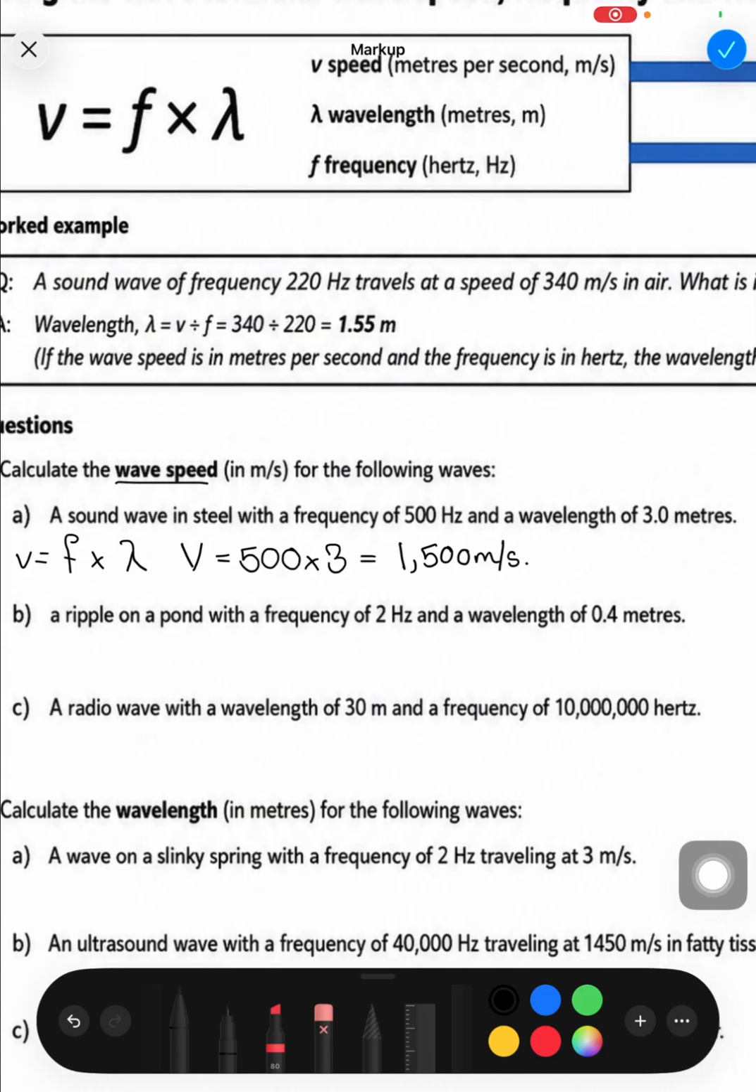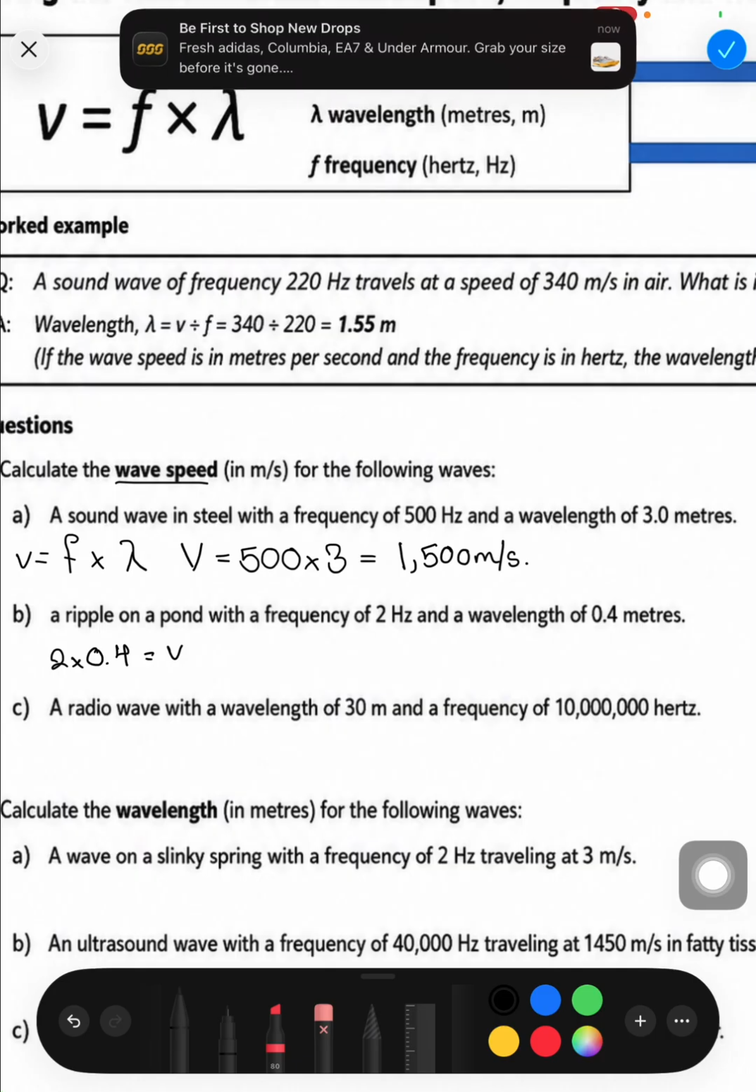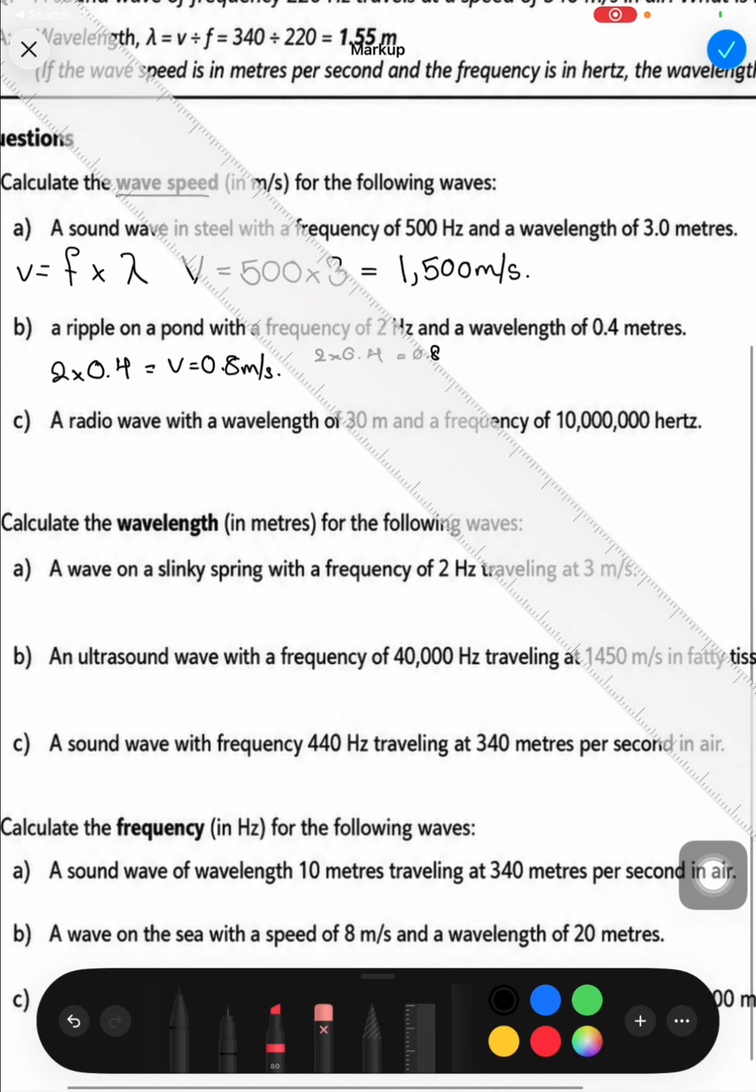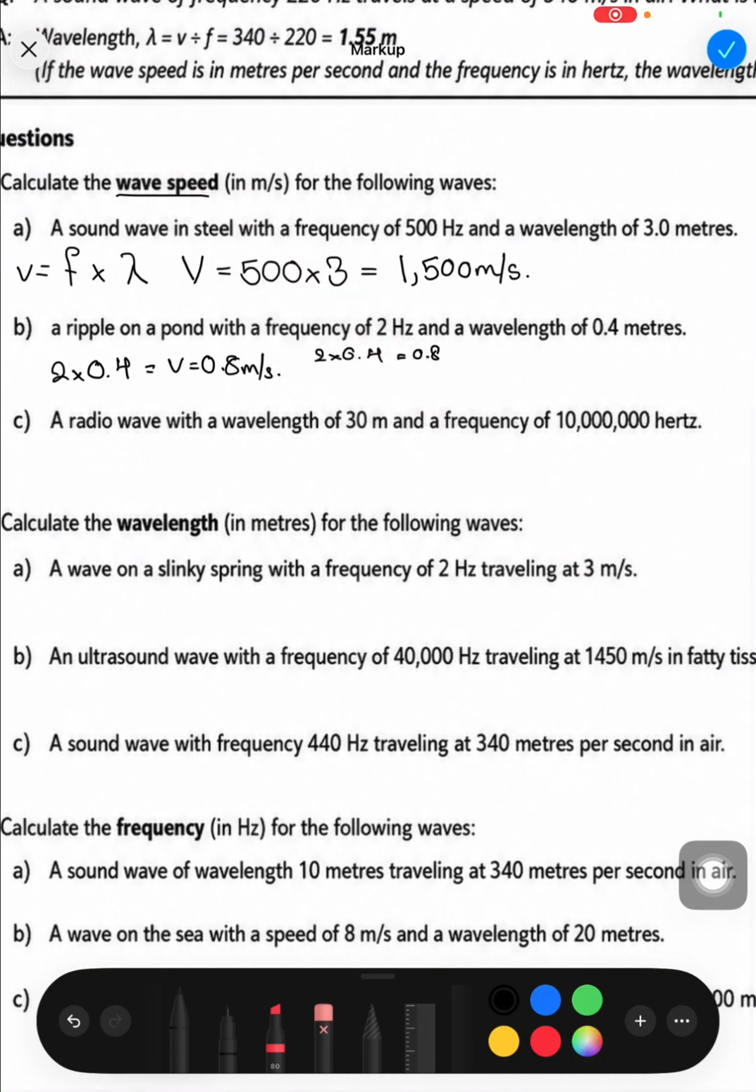Now our next question. A ripple on a pond with frequency of 2 Hz and a wavelength of 0.4 meters. So we use the same formula. So 2 multiplied by 0.4 is equal to the wave speed. So now we're going to find it by multiplying. So the answer is 0.8, because 2 multiplied by 0.4 is equal to 0.8. So V is equal to 0.8 meters per second.